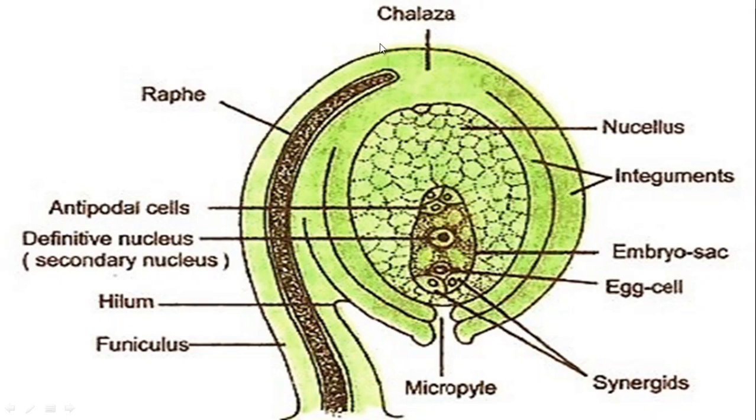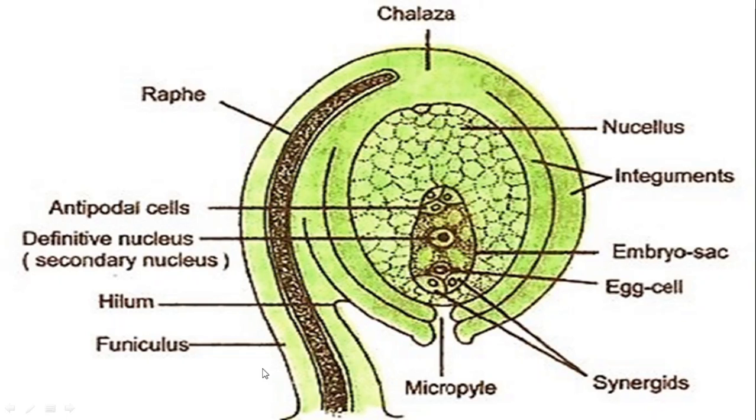So the ovule is attached to the ovary wall with the help of the funicle, and the portion of the mature seed with the help of which it is attached to the stalk is called the hilum. So here you can see the hilum. The hilum is present in the ovule as well as in the mature seed.